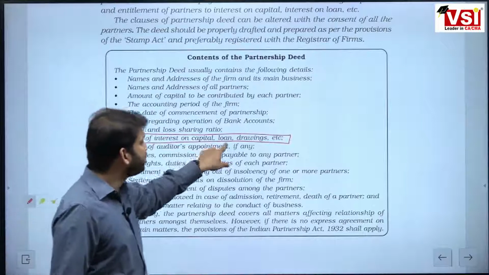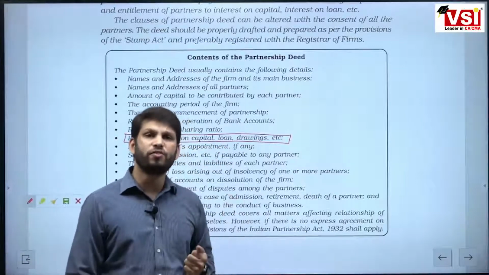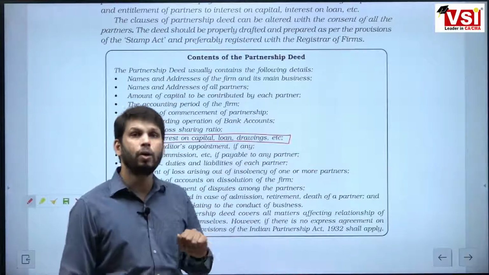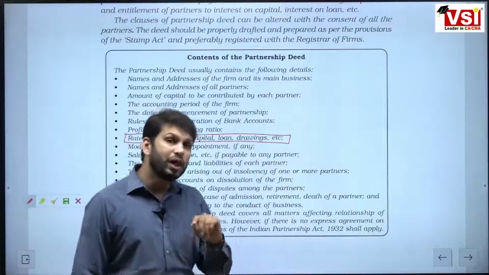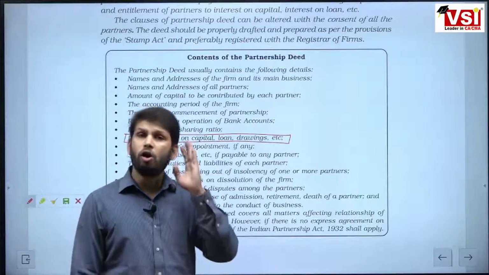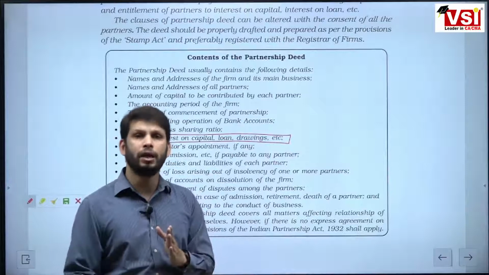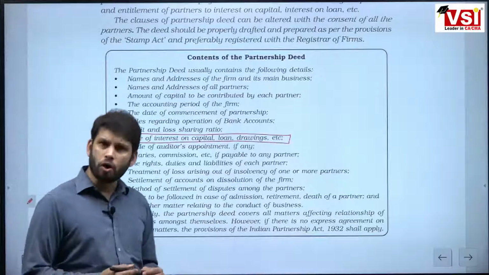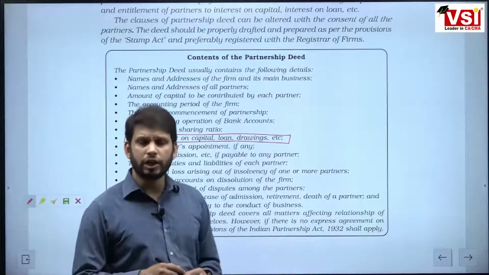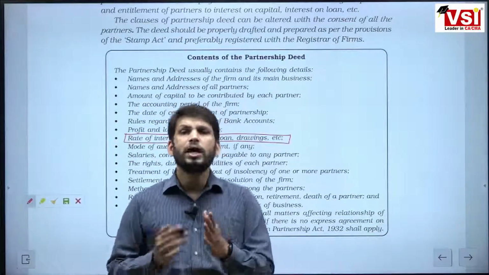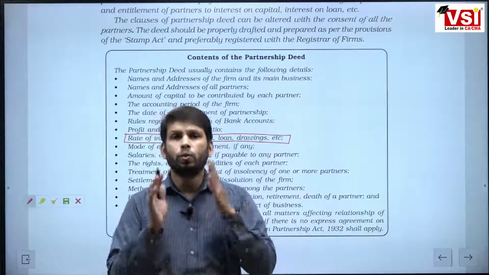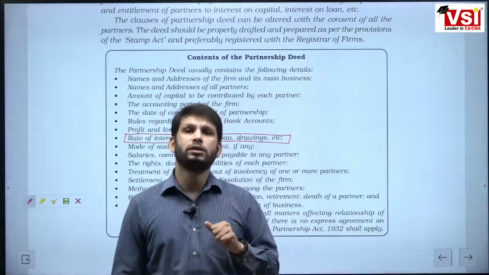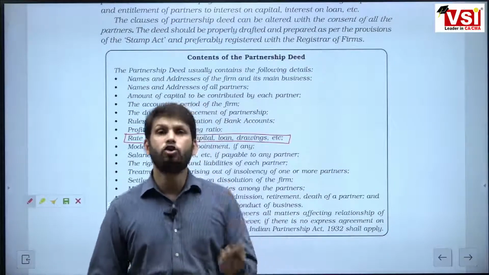Or if the partners are taking any loan from the firm or giving any loan, what is the rate of interest? Or if the partners are taking money out permanently, will the firm also charge drawings on it? All these things can be decided by the partners. Mode of auditor's appointment. Who is the auditor? An auditor is generally a chartered accountant who comes and checks whether the accounts of the firm are proper and justified, true and fair.